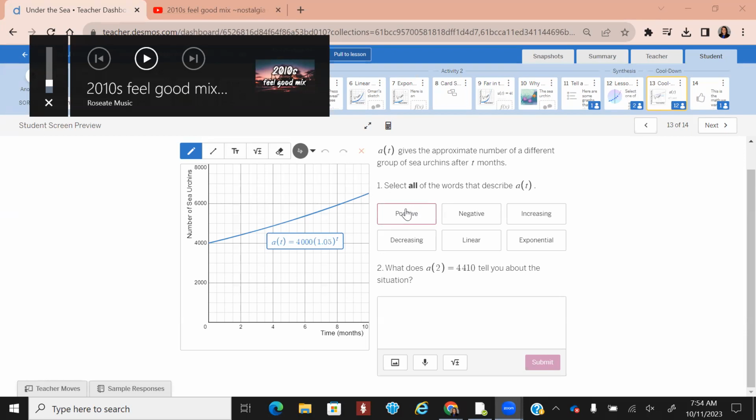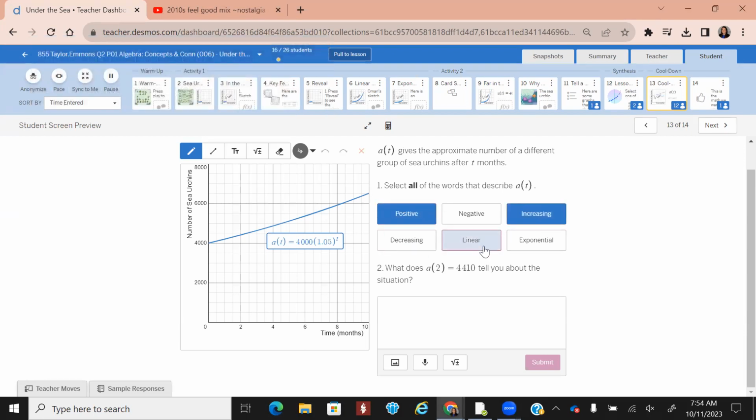Yep, good. Okay, positive, increasing, and linear. How do we know that it's positive? Above the x-axis. How do we know it's increasing? It's going up from left to right. Remember, you read left to right, so you have to look from left to right. Okay, how do we know it's linear and not exponential?